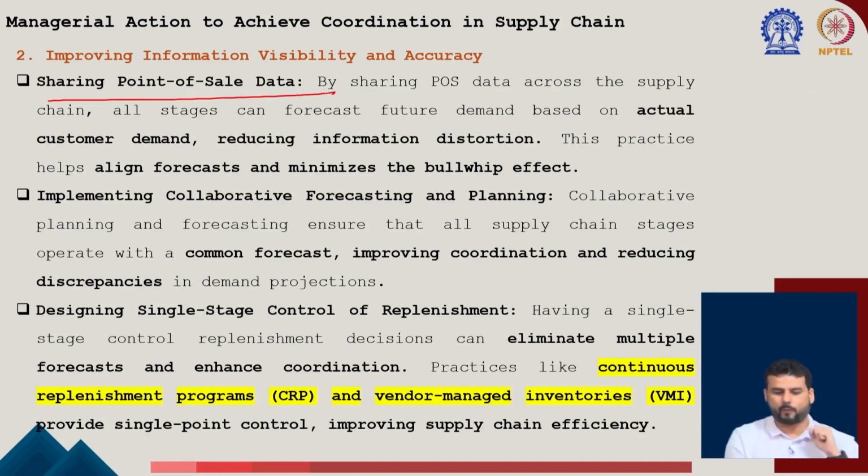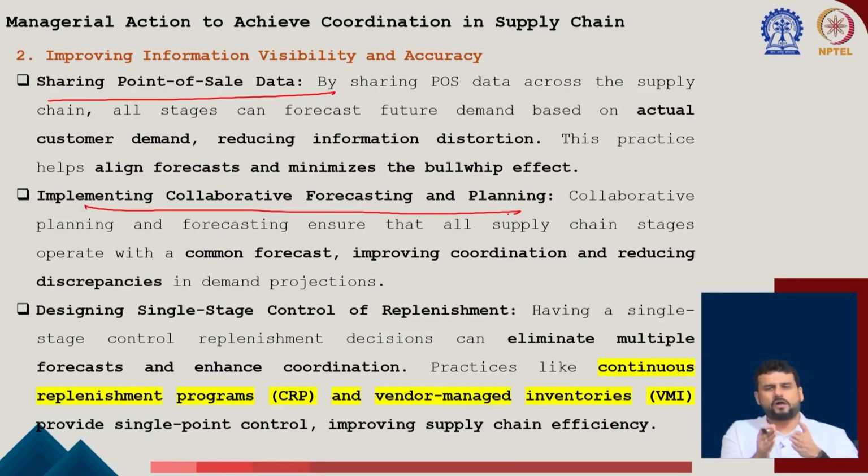Then improving information visibility and accuracy. This is what I was talking about, point of sales data. As soon as you are scanning that product code, that information should be shared quickly. This is what point of sale data is. Implementing collaborative forecasting and planning, where all your stakeholders are there, and if I am forecasting the demand, all the stakeholders should see it, and accordingly how transportation agencies need to behave, how warehousing needs to design their function, how raw material providers should plan their production, right? Designing single stage control of replenishment.